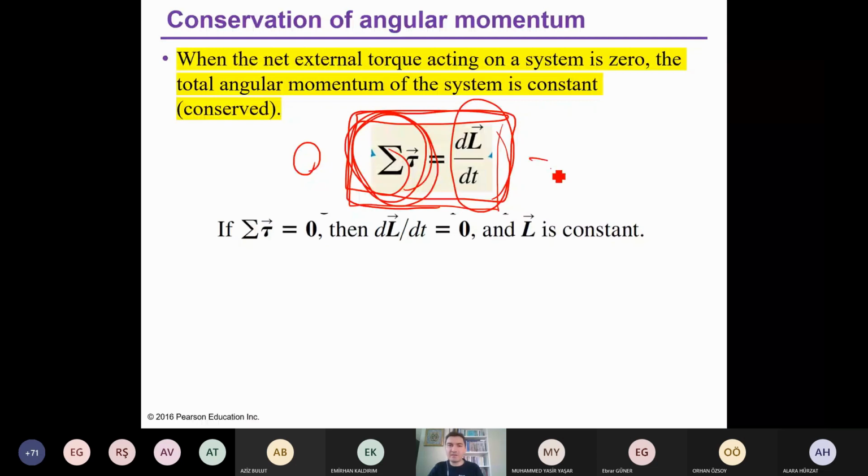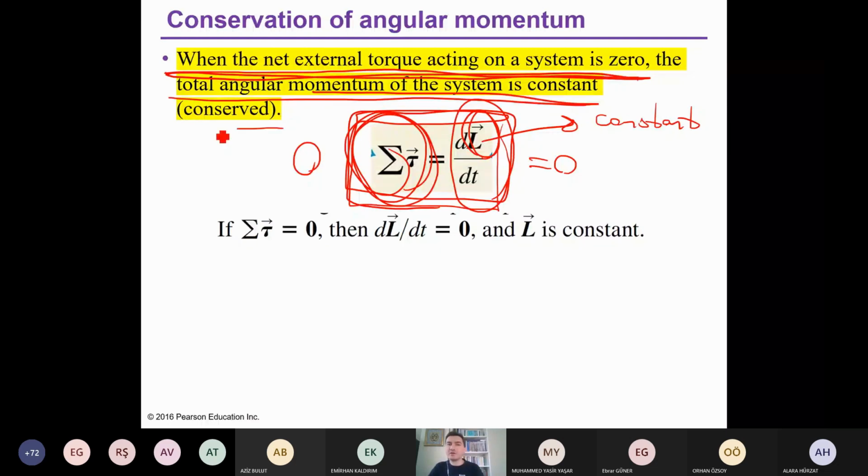If L is constant, the time derivative of a constant number is 0, okay? So then we come to this conclusion. When the net external torque acting on a system is 0, there is no net torque, then the total angular momentum of the system is constant or conserved. This is the conservation of angular momentum. If the net torque is 0, total angular momentum is conserved.